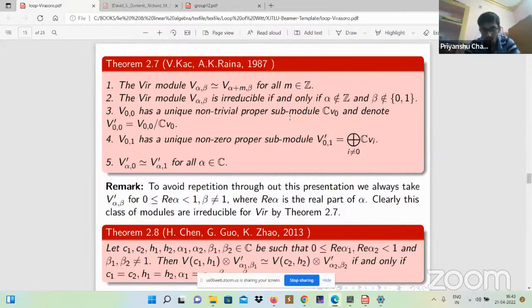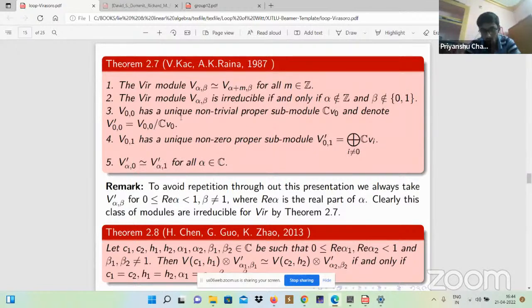V_{0,0} has a unique non-trivial proper submodule CV_0, and we denote V'_{0,0} = V_{0,0}/CV_0. In particular, as this submodule CV_0 is the unique non-trivial proper submodule, this V'_{0,0} is actually irreducible. Moreover, V_{0,1} has a unique non-zero proper submodule V'_{0,1} equal to the direct sum of CV_i, i not equal to 0. And V'_{0,0} is isomorphic to V'_{α,1} for all α in C.